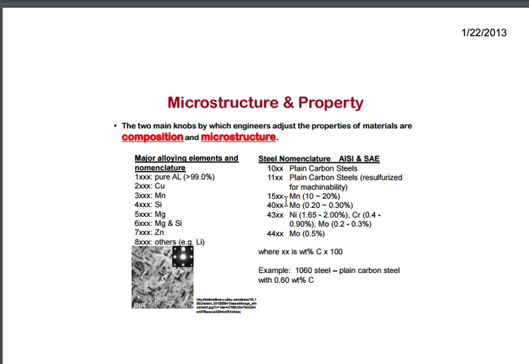4400 is for molybdenum. So this XX that we are talking about is the weight percent of carbon multiplied by 100. So let's say you have 1060 steel. So 1060 steel, the 10 means it's a plain carbon steel, but how much carbon is there? 60 by 100, so it's 0.6 weight percent of carbon. Okay, let's proceed further.